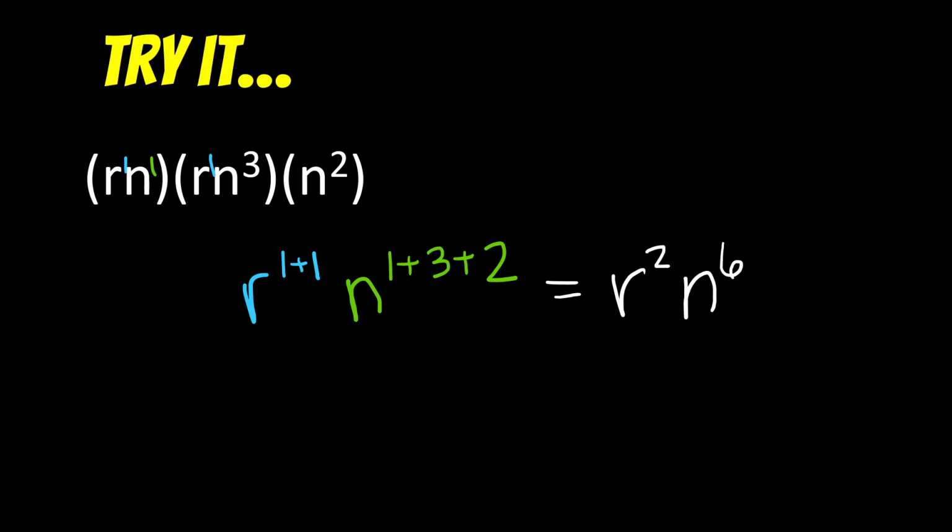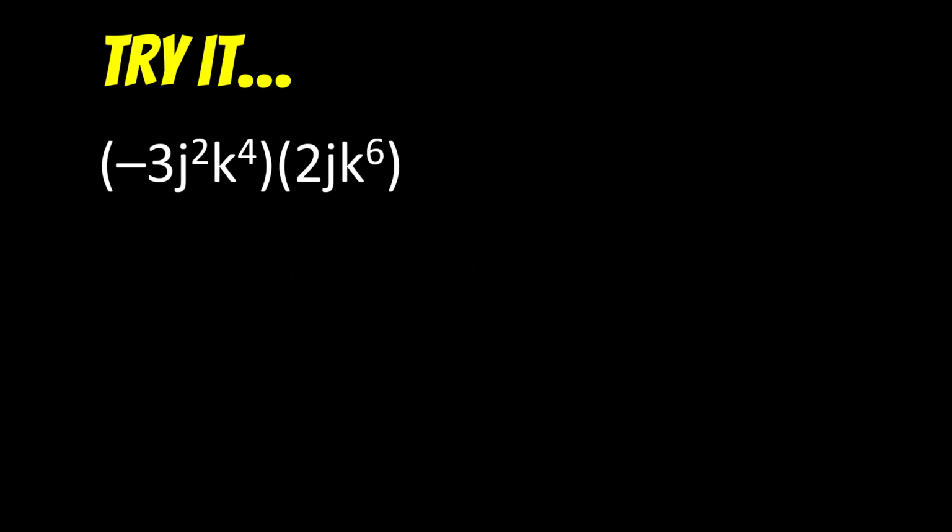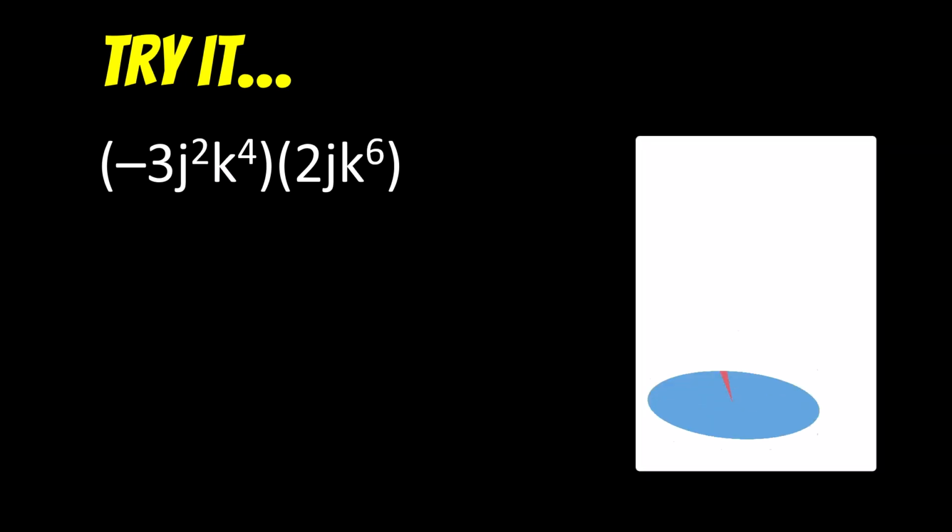All right, so this is going to be r to the 1 plus 1 and n to the 1 plus 3 plus 2. So the answer is r squared n to the sixth. You can expand this out if you want to. I don't want to. That's why I'm showing you the shortcuts. For some reason, j's and k's are kind of confusing. I'm going to have you try this one.